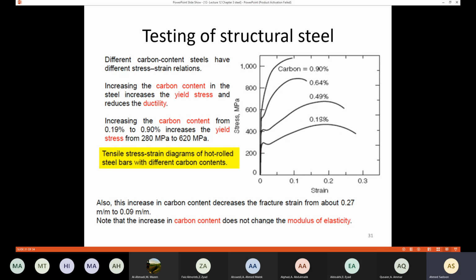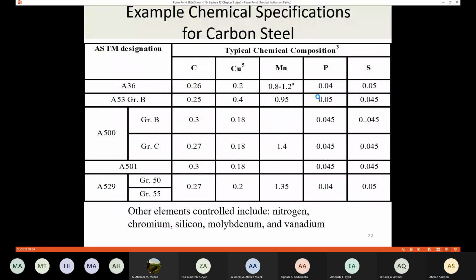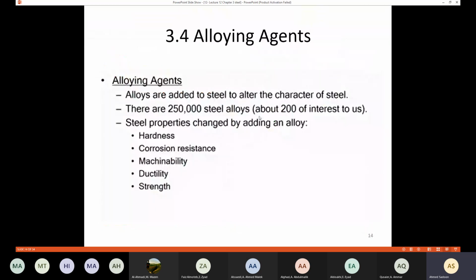So you can see here, when I reduce the percentage of the carbon, the behavior is going to be more ductile. If I increase the percentage of the carbon, the behavior is going to be more brittle, even though the strength is going to be better, but the ductility is going to be less. But here, if you measure the slope, the modulus of elasticity is going to be the same for all steel, whatever the percentage of the carbon. Okay, so you need to understand this point.